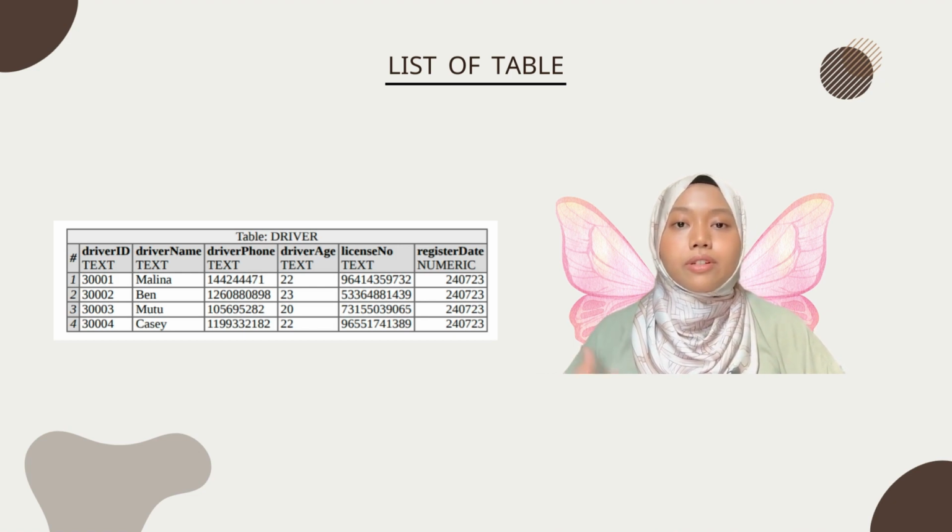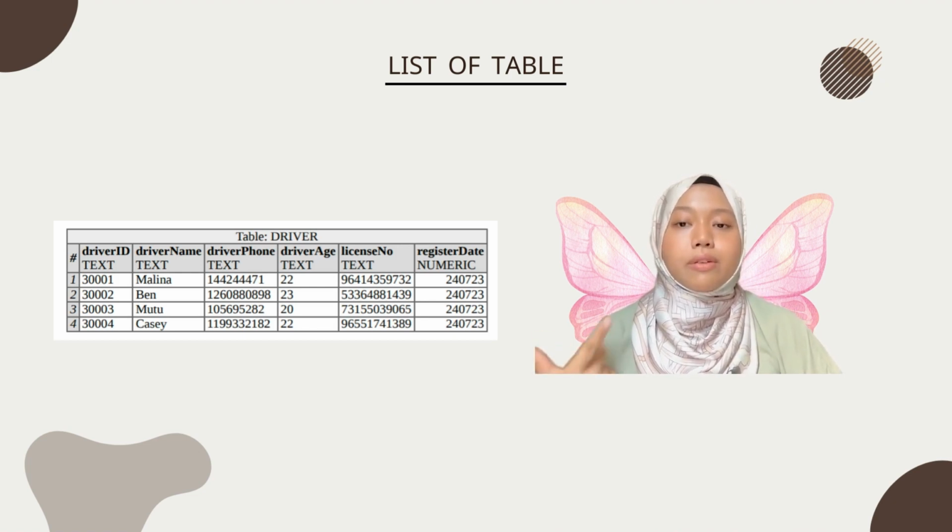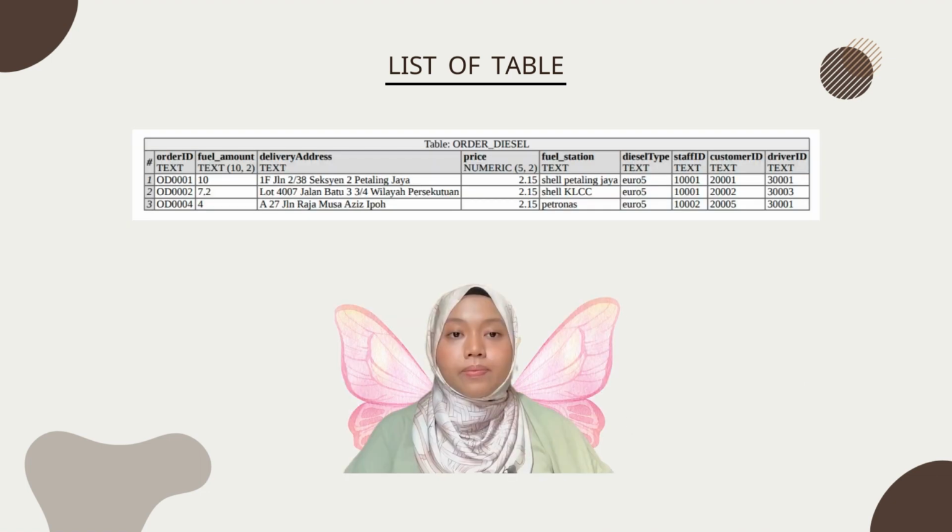Next, we have driver table. The attributes are driver ID, driver name, driver phone, driver age, license number, and register date. Fourth table is about order diesel table. The attributes are order ID, fuel amount, delivery address, price, fuel station, diesel type, staff ID, customer ID, and the driver ID.